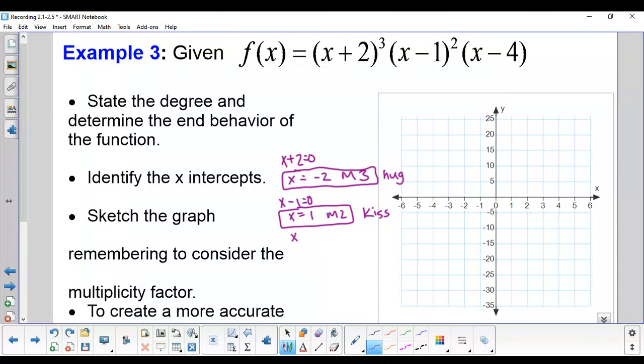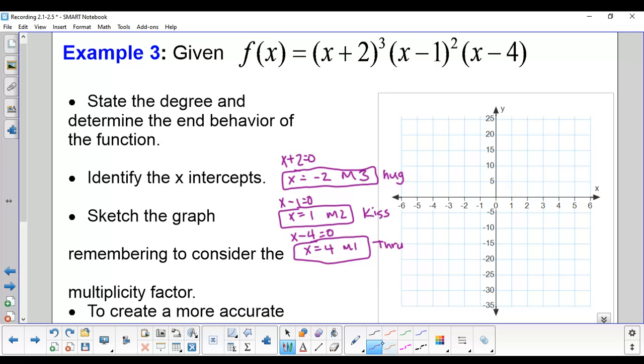Last, we have x minus 4 equals 0, so x equals 4. And this has a multiplicity of 1. Now, why do I write an M1 after it? Because it helps me not to forget it when I go and add them up. So this is going to go straight through the x-axis. It's not going to hug, it's not going to kiss, it's just going to pass straight through.